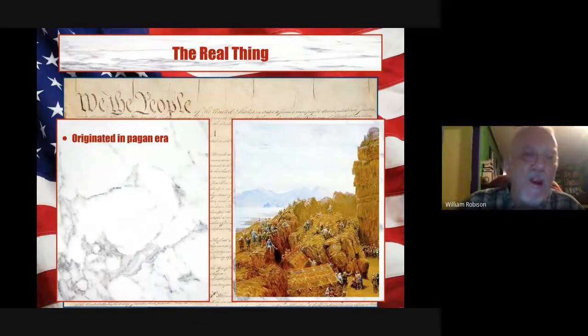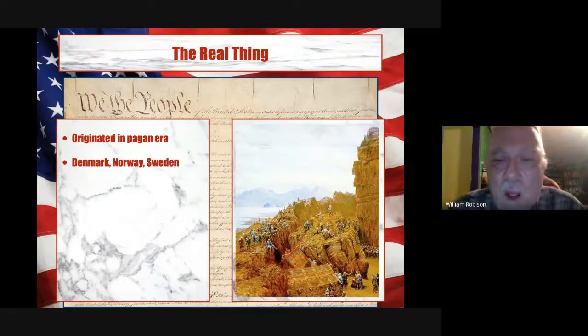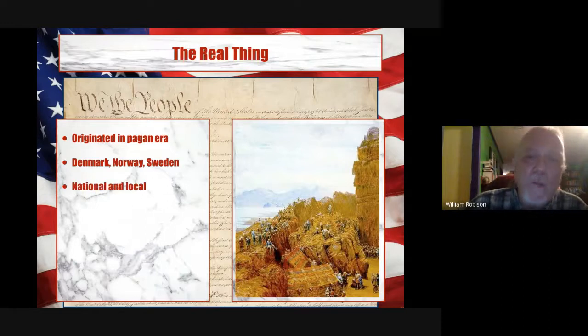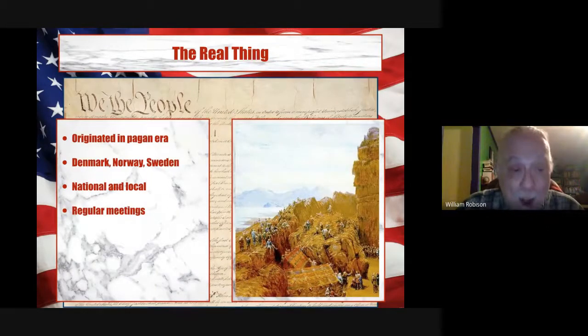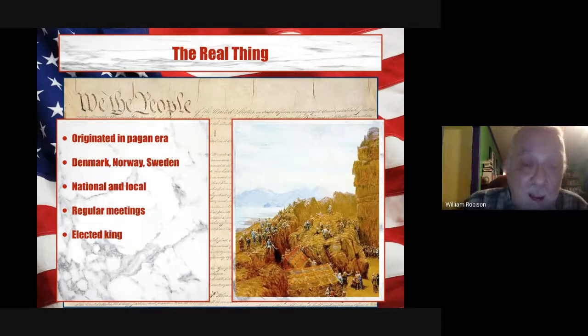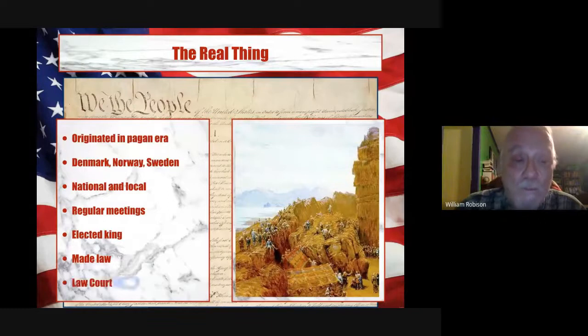Originated in the pagan era in Scandinavia. It's found in Denmark, in Norway, and in Sweden. It can be both national or local. It met regularly. It elected the king for many centuries. It made law, and it functioned as a law court. So it really was the real thing.